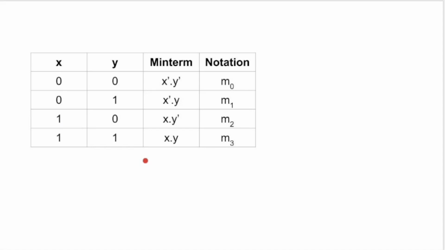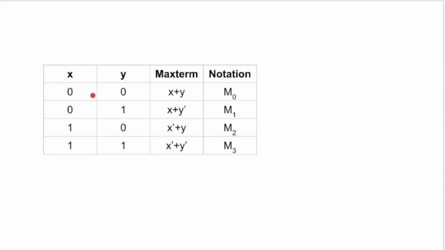So that's how it goes. Now let us talk about max terms or sum terms. The first two columns are same as before and list all the possible values which the two variables may assume. The third column is for sum terms or max terms. Note the plus in between. The fourth column is for the notation, and the notation for the max term is a capital M followed by a numerical subscript. Note that minterms were represented by a small m, whereas max terms are represented by a capital M.